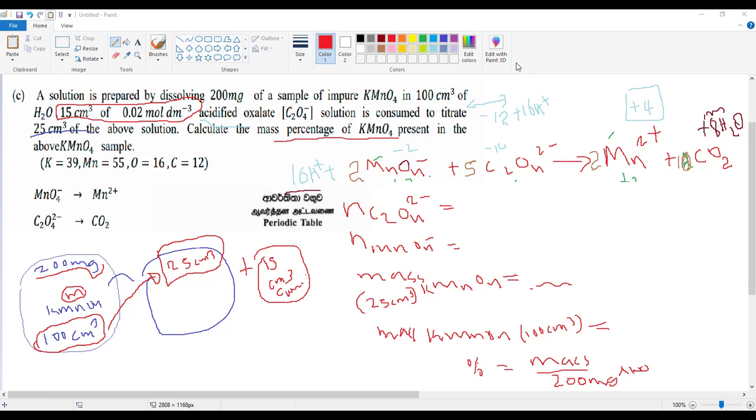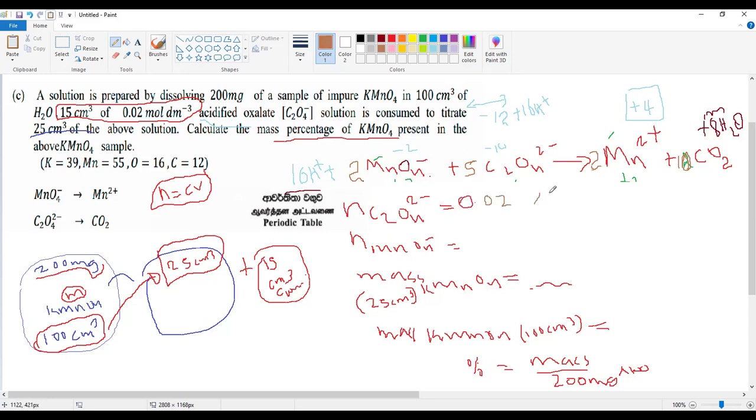So now quickly we'll solve it. Now I'm finding the moles of C2O4 2-. Moles is equal to concentration into volume. Okay, so you should not forget this equation. To find moles you have two equations. One is concentration into volume. The other one is mass over molar mass. Now here you can use concentration into volume.